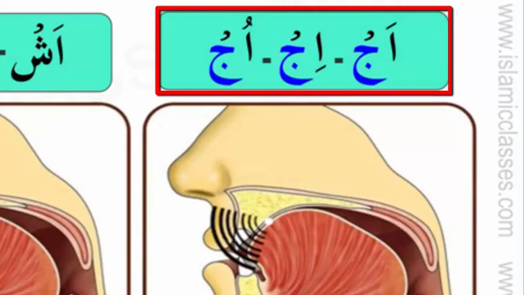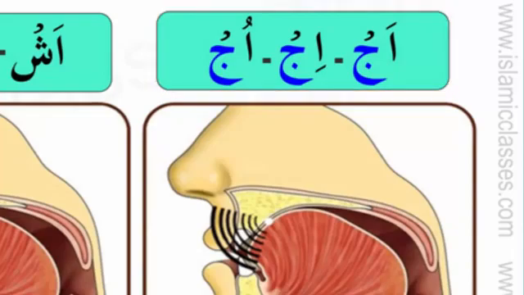The next one is Hamza, Jeem, Kasra, Ij, Ij. Alright? You don't need to spread your sound of Jeem like Ij, J, like that. That is wrong. Just break your sound of Jeem in that same Makhraj place. Like Ij, Ij. Okay? The next one is Hamza, Jeem, Dhamma, Uj, Uj. Alright, I hope you are understanding that the sound of the jeem will stop in the same Makhraj.